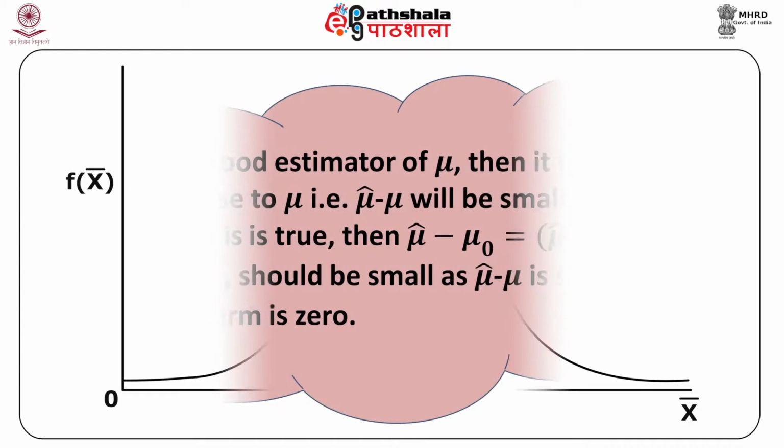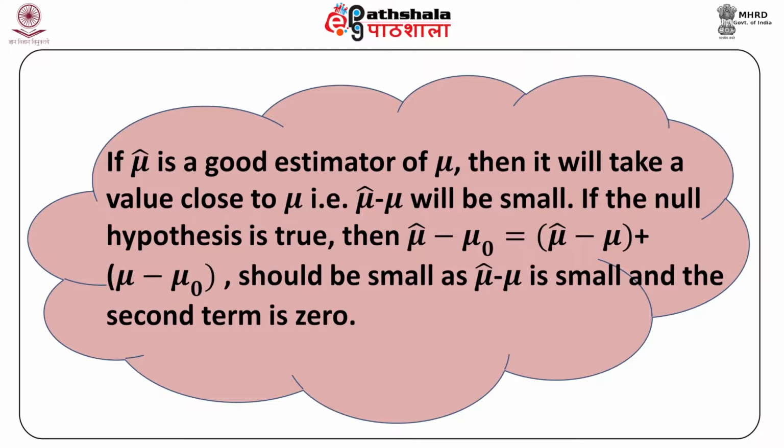Now if mu hat is a good estimator of mu, which is the population parameter, then it will take a value close to mu. That basically means that mu hat minus mu will be small. I am sure you all understand this. So if the null hypothesis is true, then mu hat minus mu 0 is equal to mu hat minus mu plus mu minus mu 0, and this should be small, as mu hat minus mu is small, and the second term, mu minus mu 0, is 0.